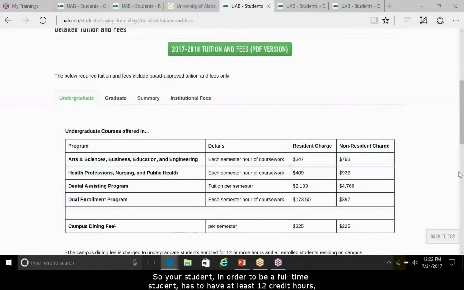So your student, in order to be a full-time student, has to have at least 12 credit hours, and then can go upwards from there. And so we do not do a flat fee structure here at UAB. So if they take 12 credit hours, it would be different from a student who is taking, say, 14.